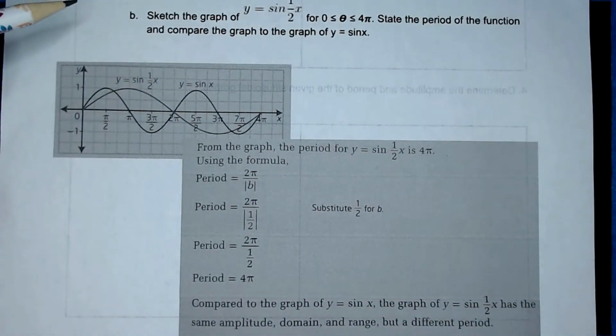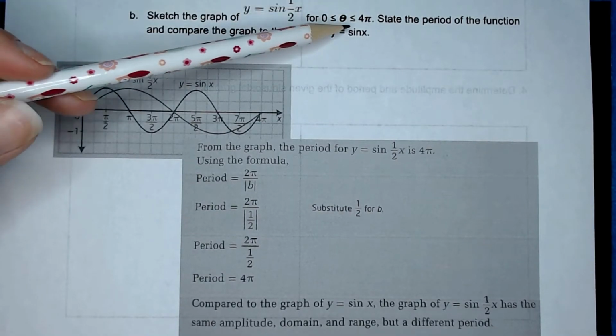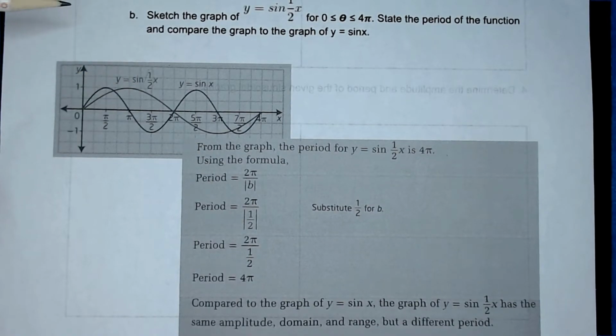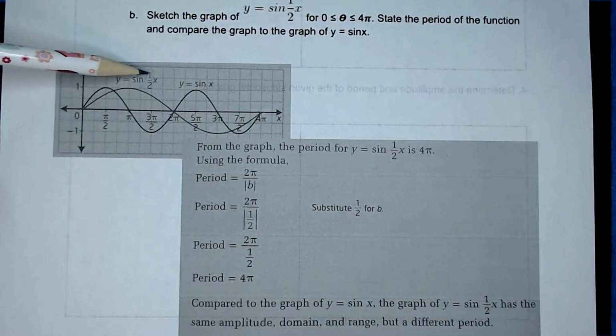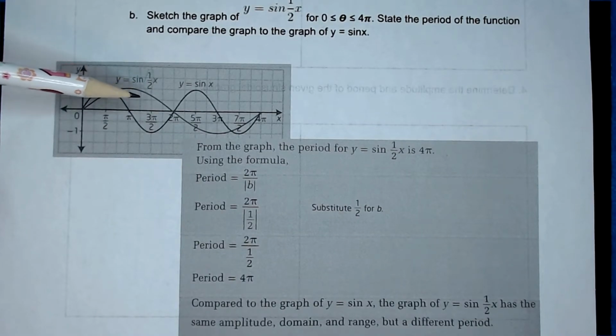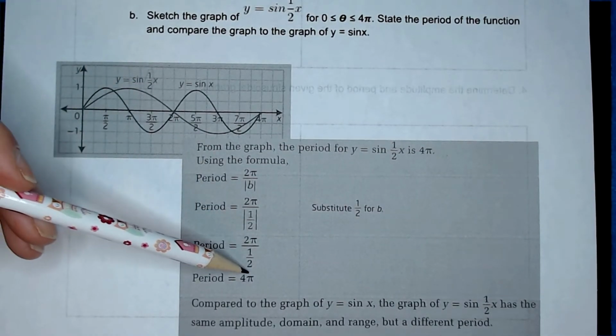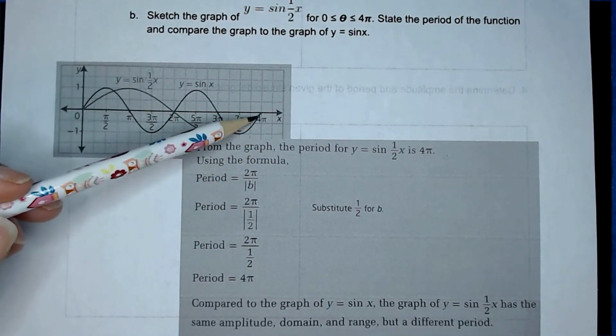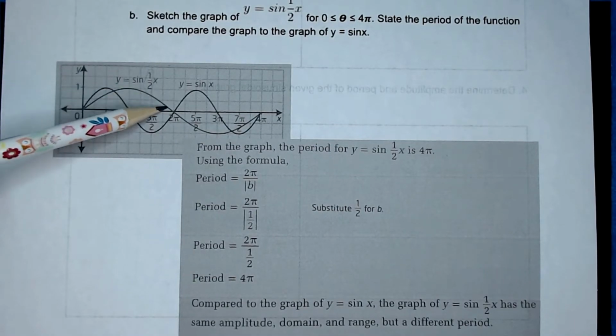In example B, we're given a bit of a bigger domain, 0 to 4 pi. Notice how having a fraction in that b location really spreads the graph out. So remember when we were finding b in those transformations that whatever you're doing with the b value, you're flipping it and dividing. So you're dividing by 1/2, which means you're multiplying by 2. So the period of this graph is 4 pi. Okay, there's only one repetition from 0 to 4 pi.